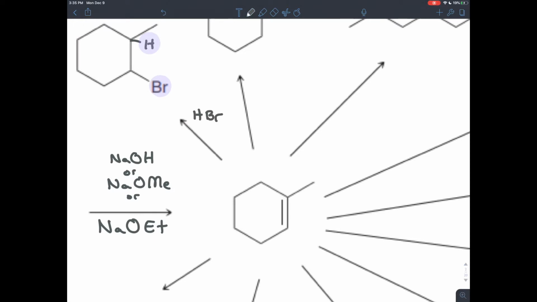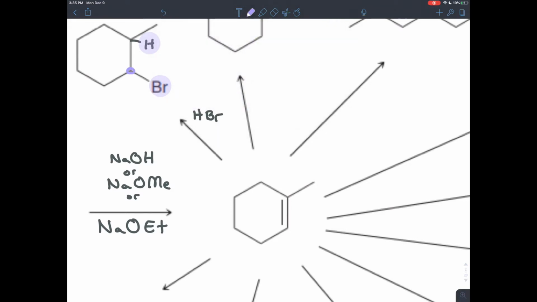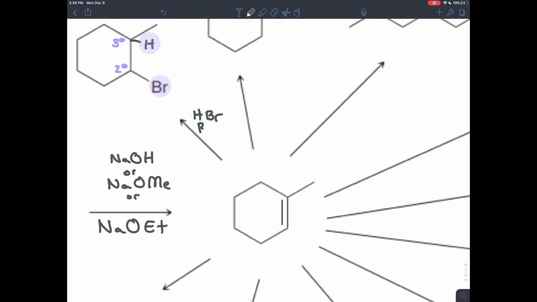hydrohalogenation. But remember, HBr all by itself would add Markovnikov. The hydrogen would go to the less substituted carbon, and the bromine would go to the more substituted carbon. Here, the carbon that the bromine is on is bonded to two other carbons, so it is secondary. And the carbon the hydrogen is on is bonded to three other carbons, so it is tertiary. The hydrogen went to the more substituted carbon. That is anti-Markovnikov addition. And so you'd want to add peroxides, ROOR, in order to get that anti-Markovnikov addition of H and Br.